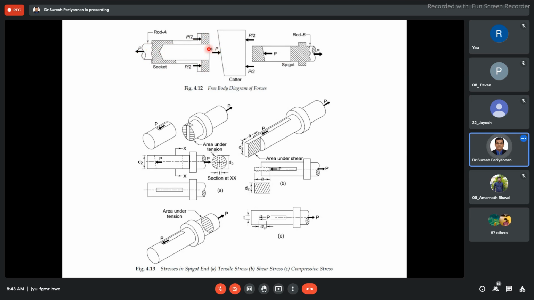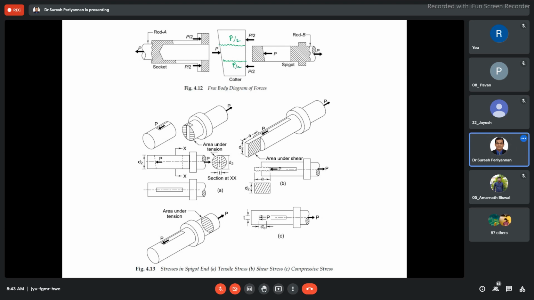Now, at the top, what is going to happen is shear. How is the shearing happening? Here, P is going to shear. This is the top shear. When we insert the cotter here, this top portion is one shear. Then the force is going to be P by 2, and this also P by 2.